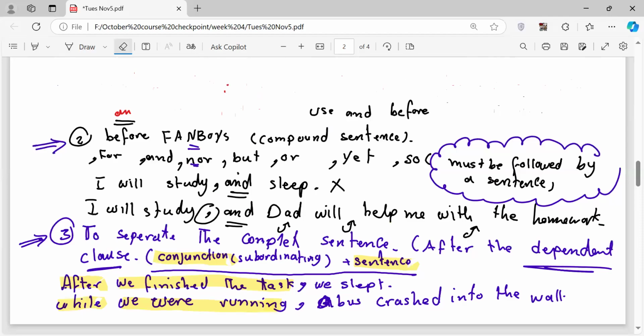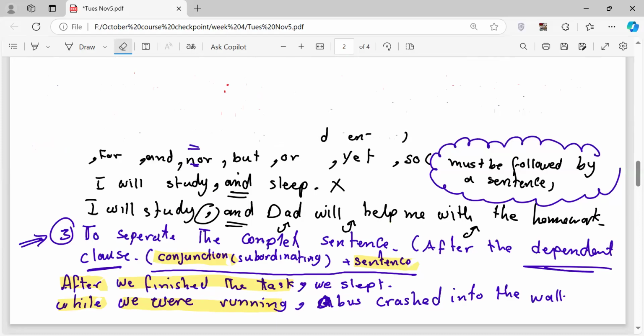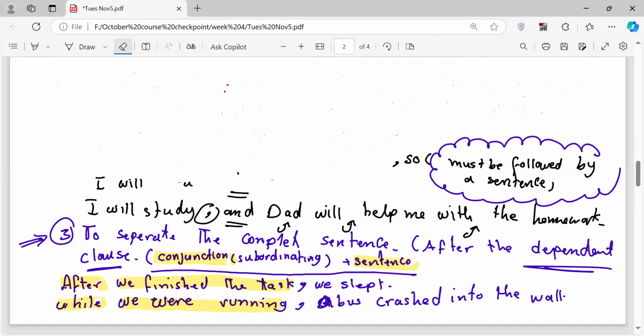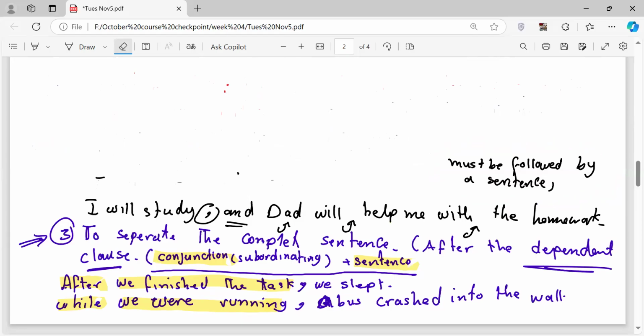Mom cleaned the room. And the room was cleaned by mom. The two sentences have the same meaning. One of them is active and one of them is passive. Can you tell me the difference, which one is which?